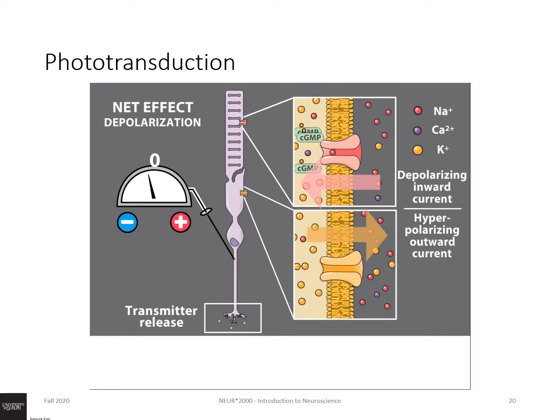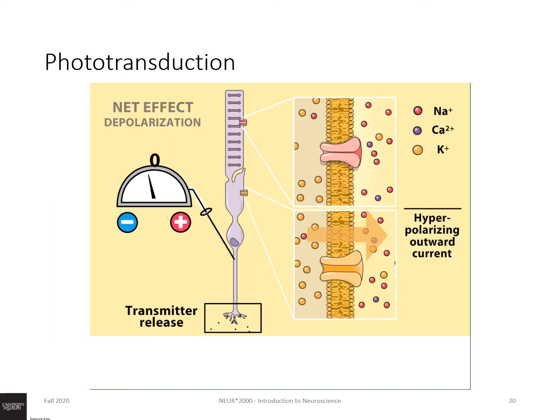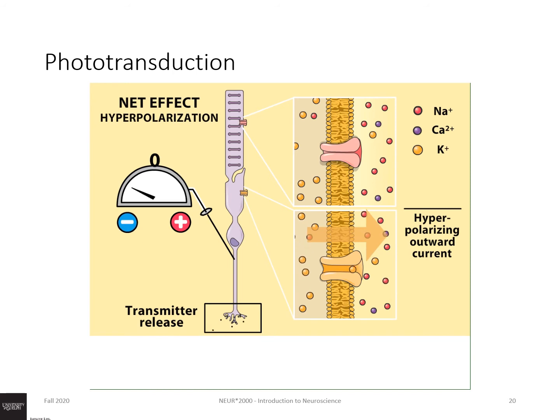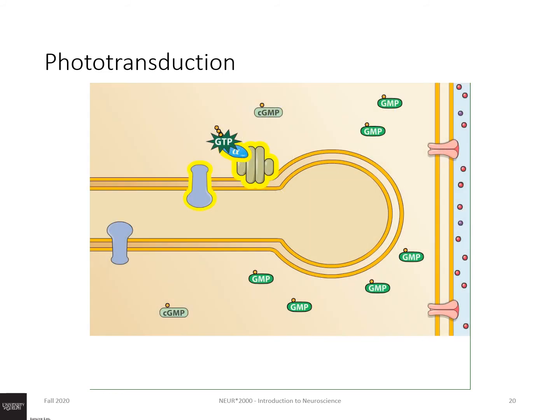Absorption of light reduces the concentration of cyclic GMP in the outer segment, leading to the closure of the cyclic GMP-gated channels. As a result, positive charge carried by potassium ions flows out of the cell more rapidly than positive charge carried by sodium and calcium ions flows in. The cell becomes hyperpolarized, that is, more negative, and decreases its release of transmitter. One of the important features of this cascade is that it provides enormous signal amplification.